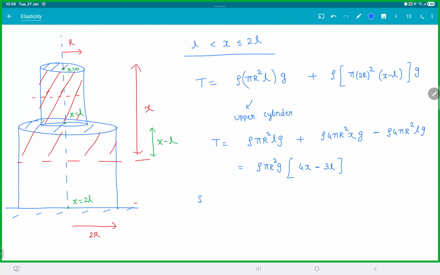You want stress. Stress is tension by area. Which area? The big one. So that is pi 2r whole square. That would be rho g by 4, 4x minus 3L. That would be rho g, x minus 3L by 4. Straight line basically. Yeah, you're done.